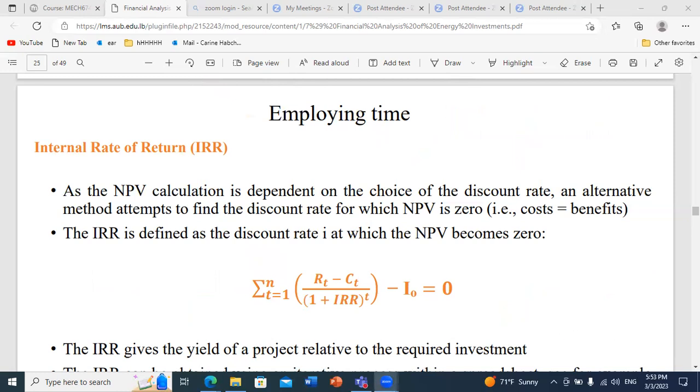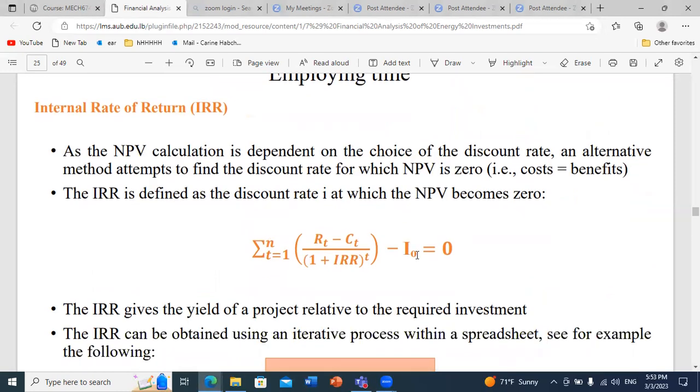Okay, so now in order to calculate the value of the internal rate of return, we set the condition that it is the rate for which the net present value at the end of the lifetime of the system is equal to 0. So the summation from t = 1 to n of (revenue minus cost) for each year over (1 plus the internal rate of return) to the power t, minus I0, is just equal to 0. The IRR will give the yield of a project relative to the required investment. By yield we mean we cannot have a discount rate larger than the internal rate of return because we'll lose money.